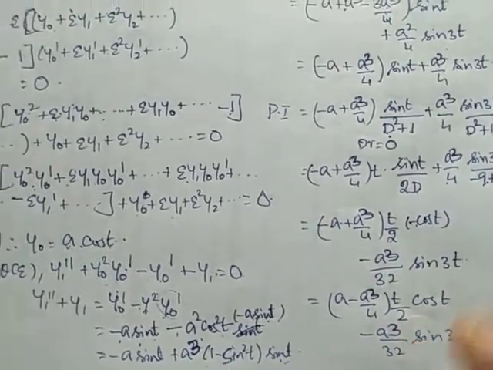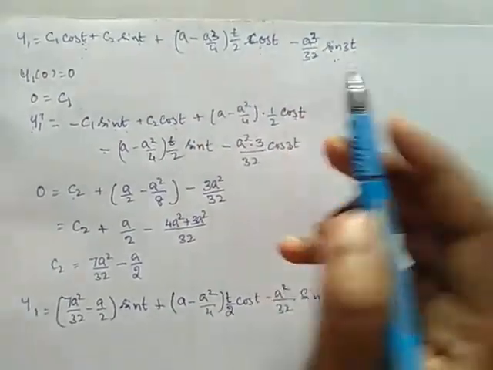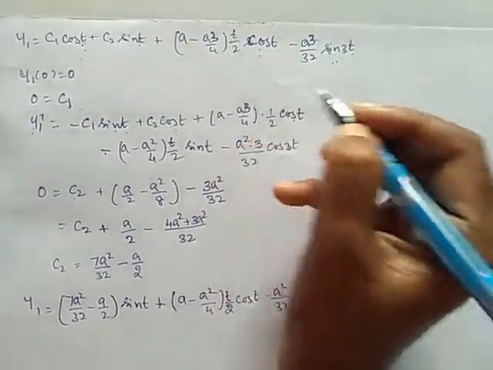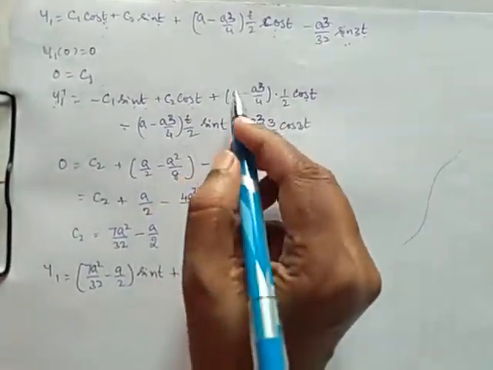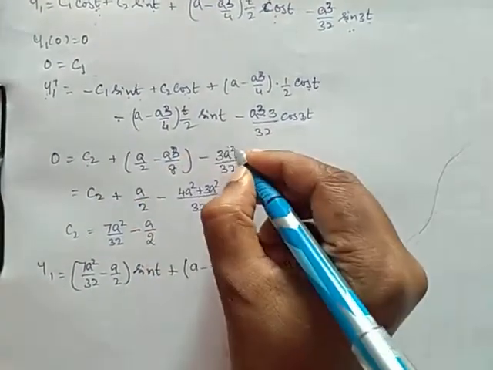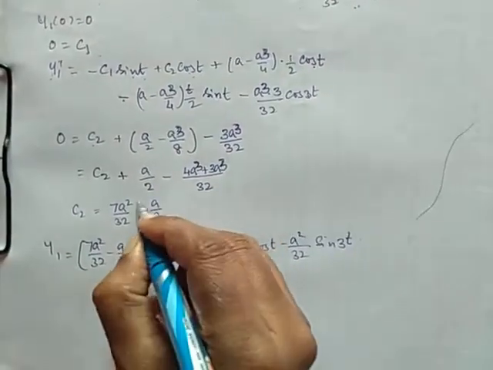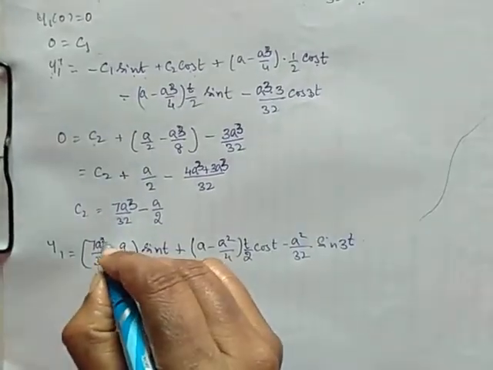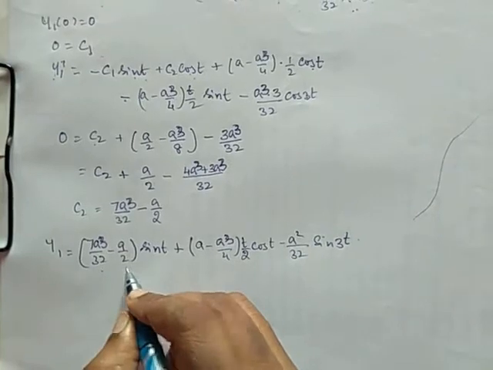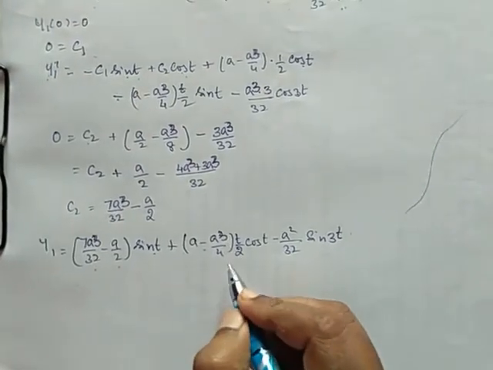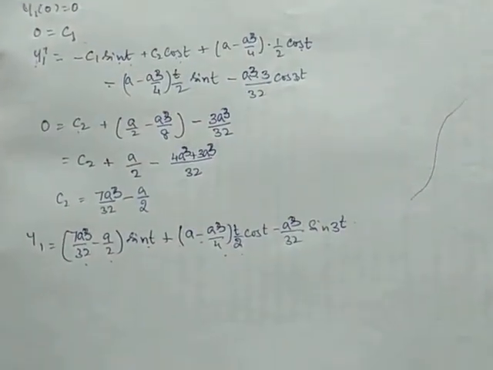So if we substitute this in our y1, we will get a cube there also. So this is also a cube. And therefore here also it is a cube. So this is a by 2, a cube by 8, 3 a cube by 32. This is a cube again, 7 a cube by 32 minus a by 2 sin t plus a minus a cube by 4 into t by 2 cos t minus a cube by 32 sin 3t.